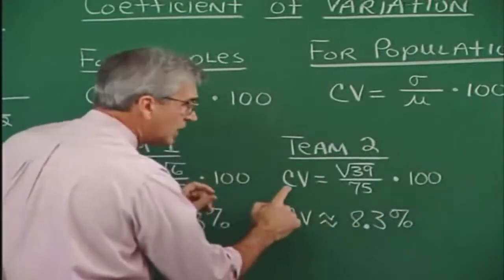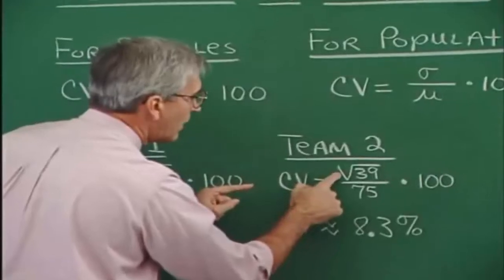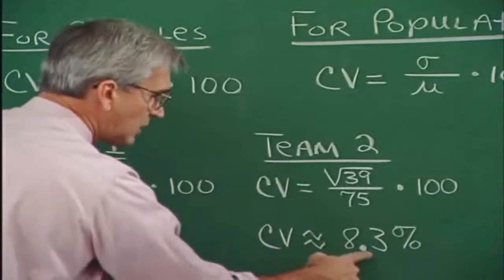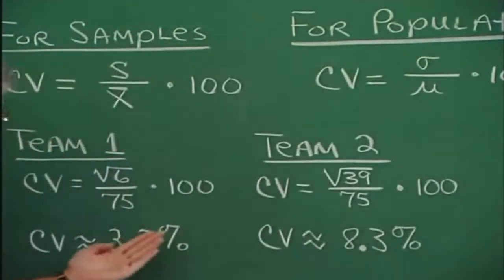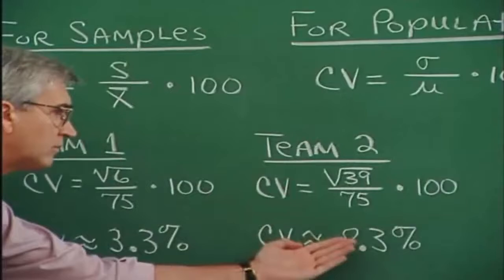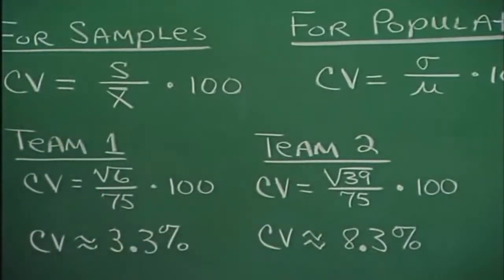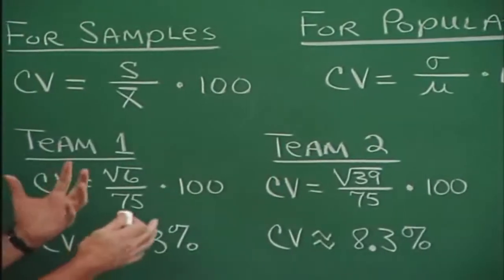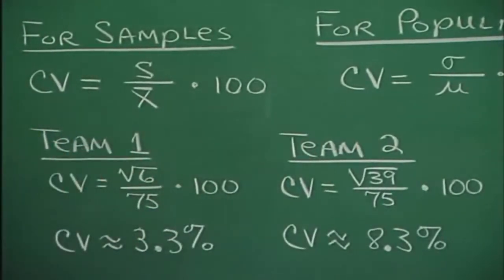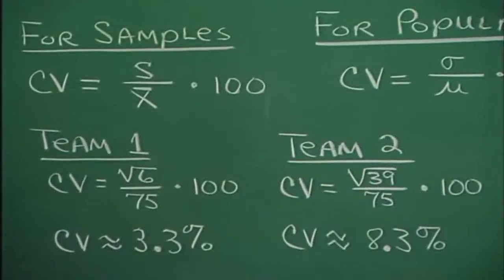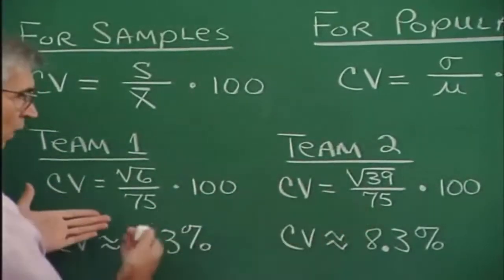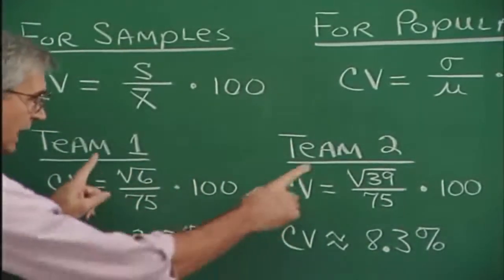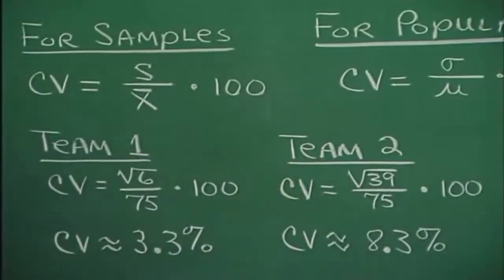For team 2, the coefficient of variation is the square root of 39 over 75, all times 100, and that turns out to be approximately 8.3%. Now, you see, we can make this comparison between these two without using inches in that comparison. We could see a nice comparison before, and the significance of using coefficient of variation will become more evident later. But at any rate, this is a way of comparing the relative difference in standard deviations for these two samples.